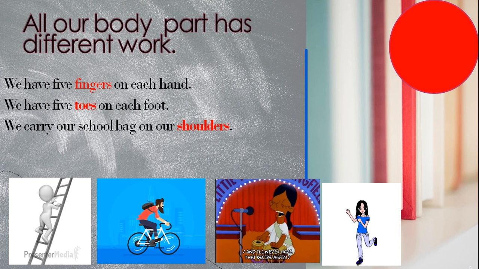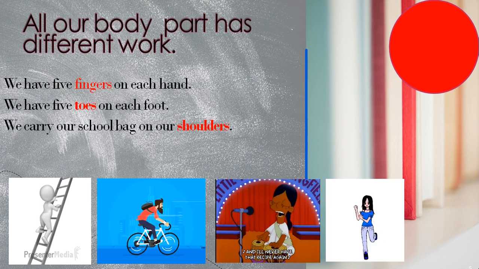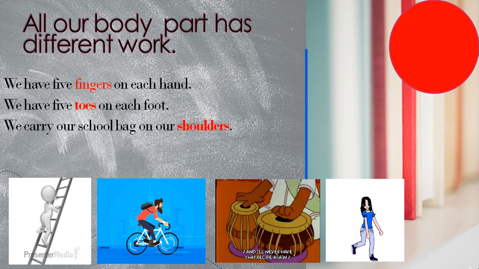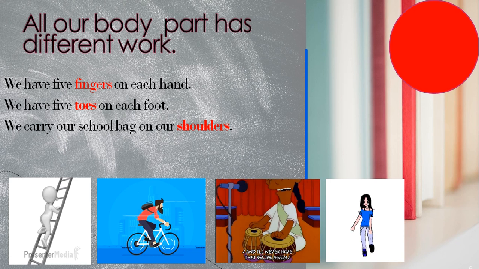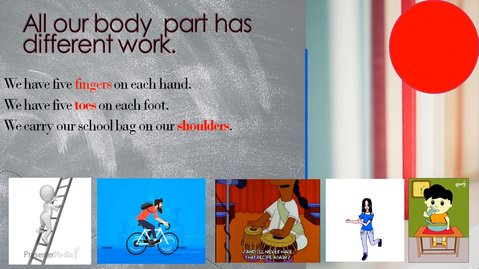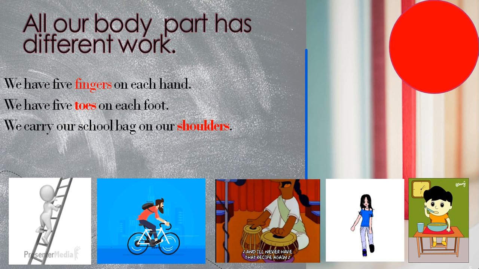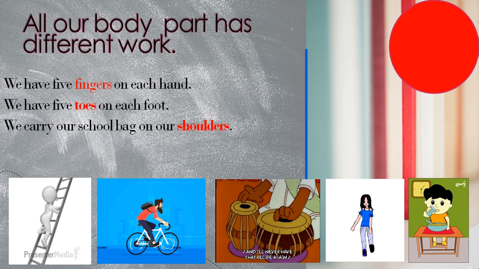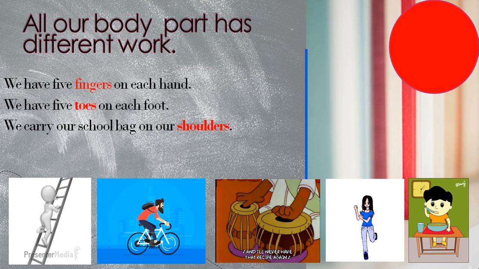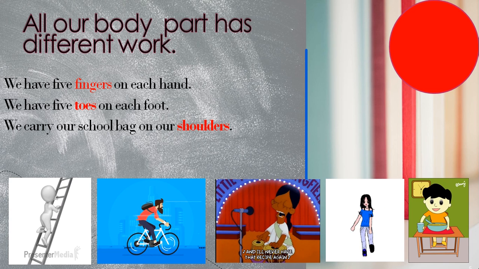Now let's see the next one. What is this girl doing? Oh yes, she is dancing. She is using both hands and legs. Now let's see this one. What is this boy doing? Oh, he's eating food. Yes, so which body parts is he using? Yes, so he is using only the hands, not the legs.